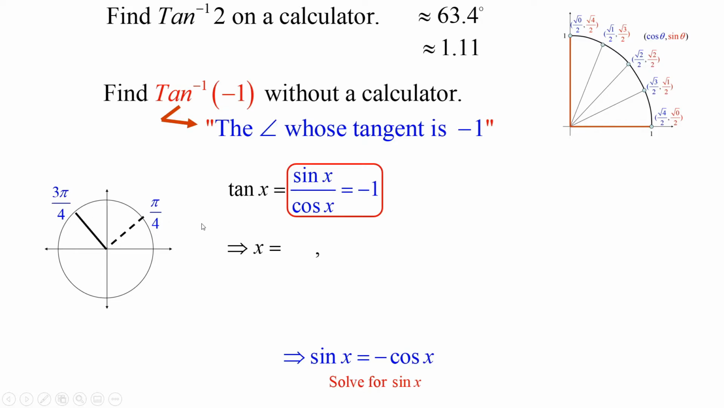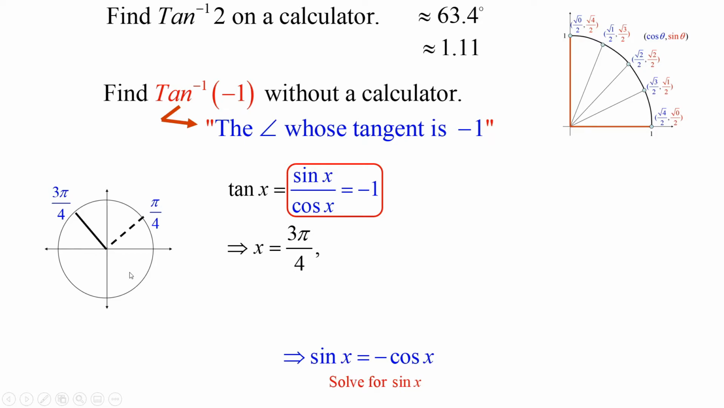And now, tangent of 3 pi over 4 would be sine of 3 pi over 4 over cosine of 3 pi over 4. And sine of 3 pi over 4 will be root 2 over 2, the same as at pi over 4. But cosine of 3 pi over 4 would be negative root 2 over 2 because this horizontal distance right here is now going in a negative direction over here in quadrant 2. So that works.